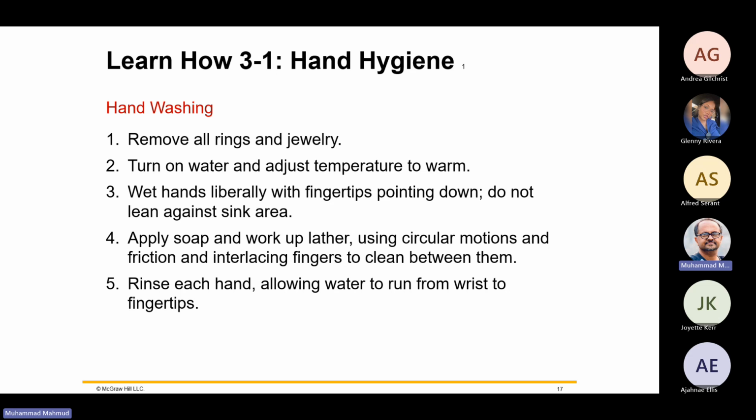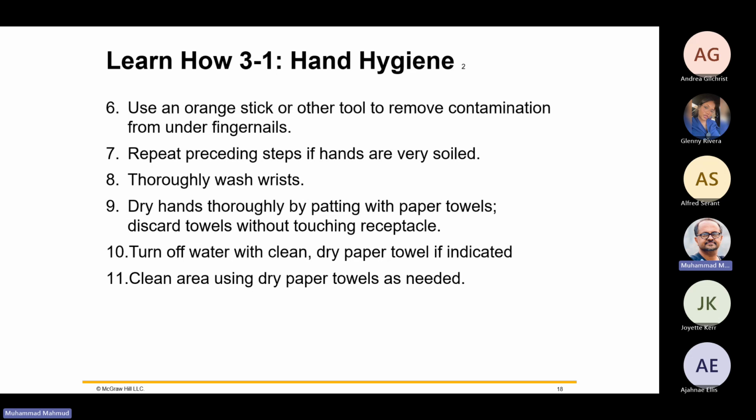These are the steps: remove all the rings and jewelry, turn on the water and adjust temperature to warm. Wet hands liberally with fingertips pointing down. Do not lean against the sink area. Apply soap and work up lather using circular motions and friction, interlacing fingers to clean between them. Rinse each hand, allowing water to run from the wrist to fingertips.